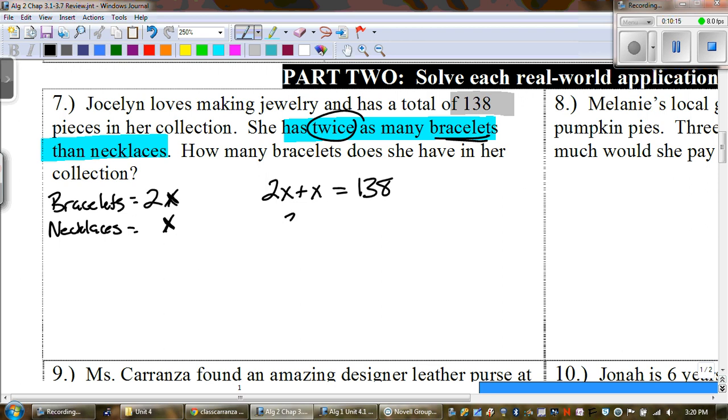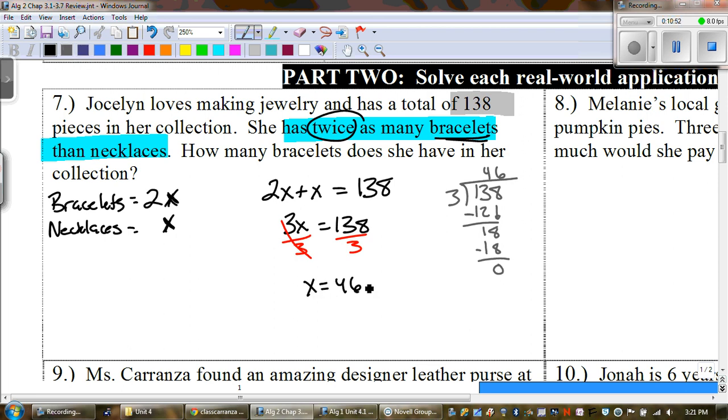Okay, you combine your like terms, you get 3x equals 138. The next step would be to divide. Okay, so now we're going to do long division. 3 doesn't go into a 1, but it goes into the 13 4 times. 4 times 3 is 12. We subtract, and then we drop the 8, and 3 goes into 18 6 times. And we're all done. Okay, so we get that x equals 46.